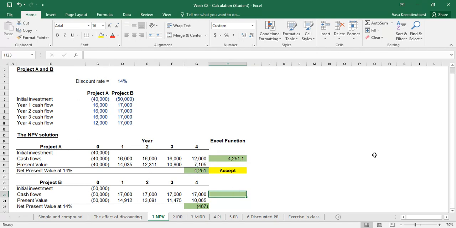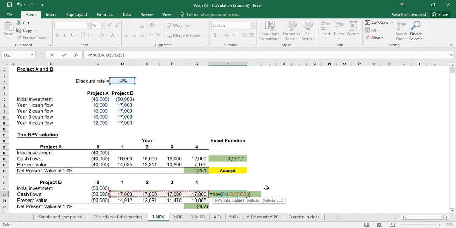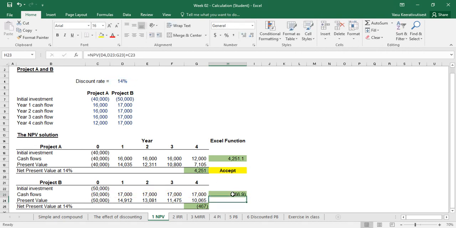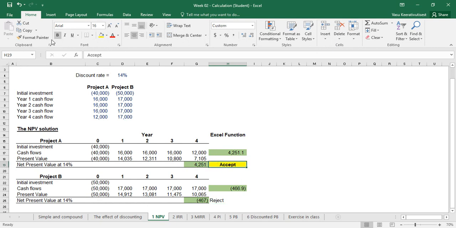It is equal to NPV, open parenthesis, and then you click on the discount rate, comma, and then you click on the future cash flow, plus the present value of the initial investment. You can see that these cells are equal. So what is your conclusion? Reject this project.